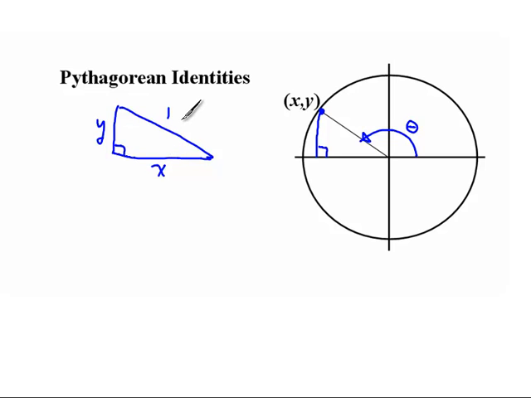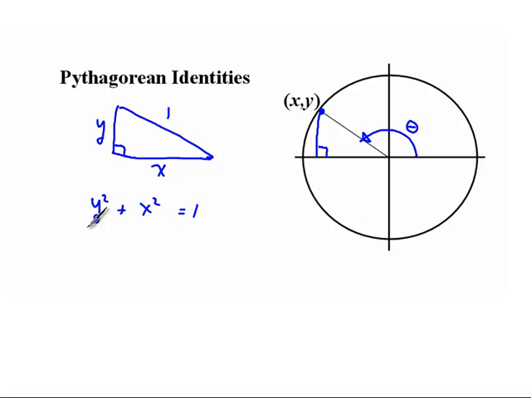Once I know the two legs and the side, I can use the Pythagorean theorem, which just says leg squared plus leg squared is hypotenuse squared, a squared plus b squared is c squared. And if I write that out, I'll have, in this case, y squared plus x squared is equal to 1.